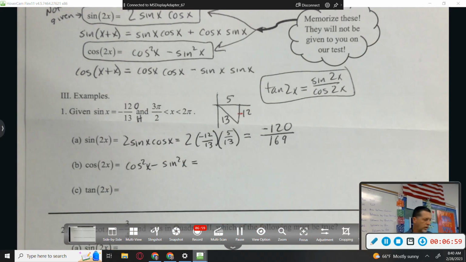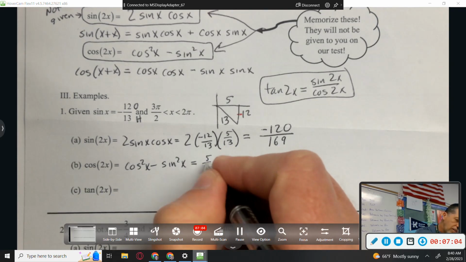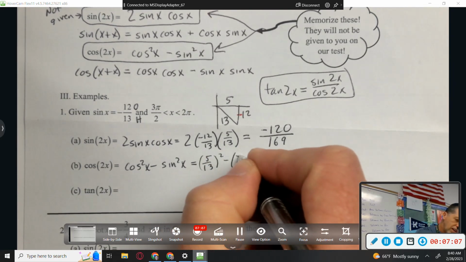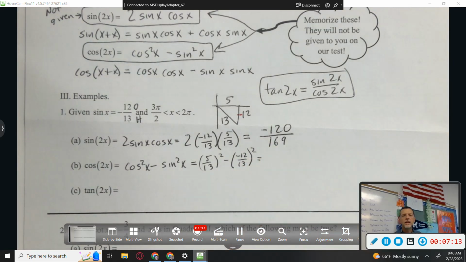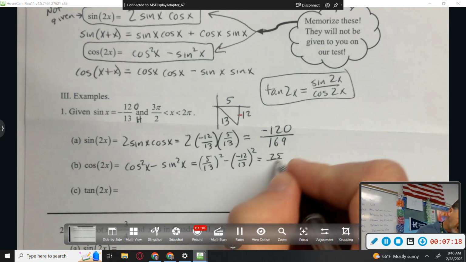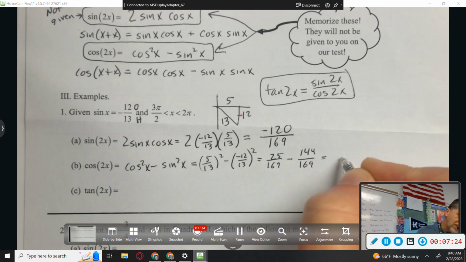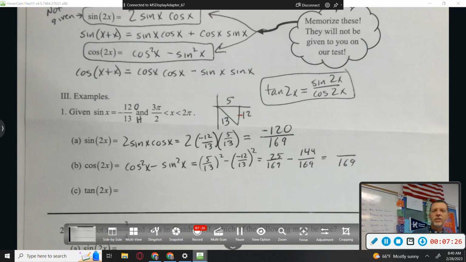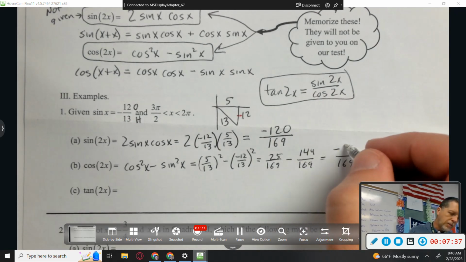Part B, cosine squared minus sine squared. So cosine is 5/13. Sine is negative 12/13. Having to write small here. So that would be 25/169 minus 144/169. We defaulted into a common denominator, so that's nice. And then 25 minus 144 is negative something. 144 minus 25 would be 119.